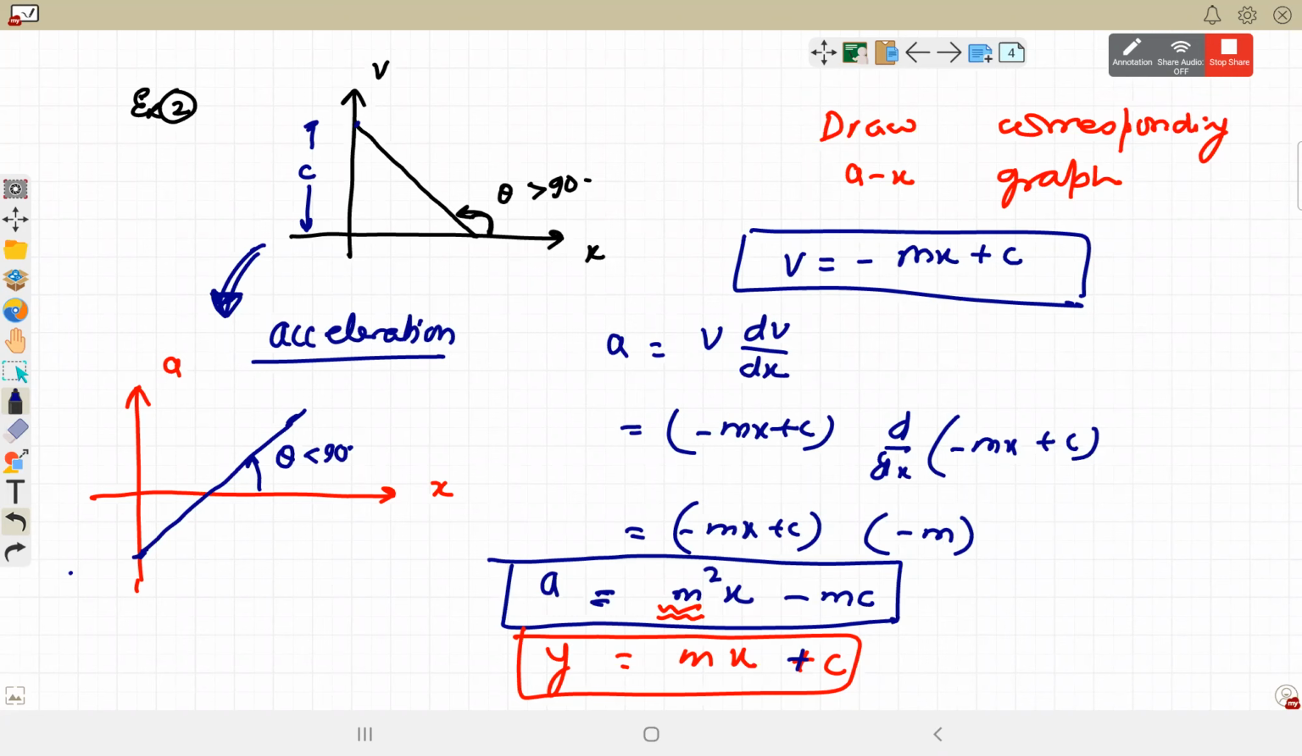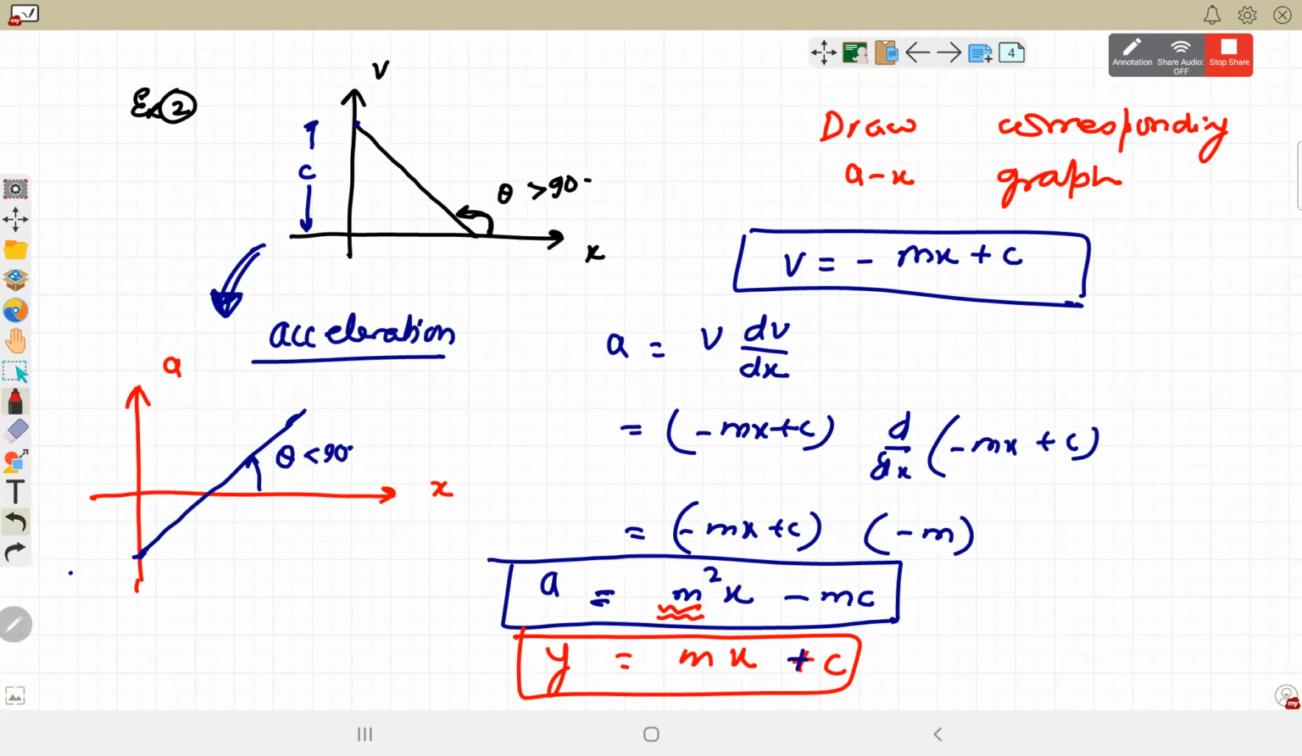Okay, so now we'll do some more questions from the graph from the worksheet. But before that, let's do the reverse process also.